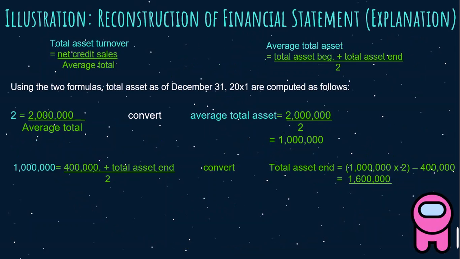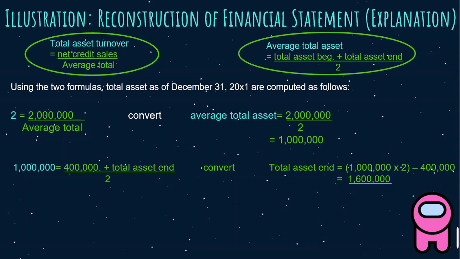So gamit yung formula ng total asset turnover and average total asset, makukuha na natin yung total asset ng December 31. So ang unang formula na gagamitin natin is yung total asset turnover. So pag nilagay na natin yung mga amount dun sa formula, magiging 2 is equals to 2 million over average total asset, kasi yung net credit sales saka total asset turnover is given na. So, kailangan natin siya i-convert into average total asset is equals to 2 million over 2 kasi yung hinahanap natin is yung average total asset na 1 million.